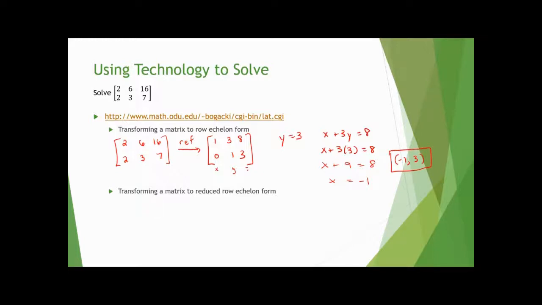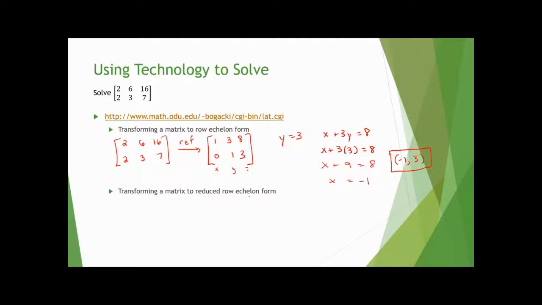So that is how you would show your work if you're using row echelon form and a computer. You would just write REF in between the first two. You have to show the matrix, show your final thing, and then do the back substitution by hand.